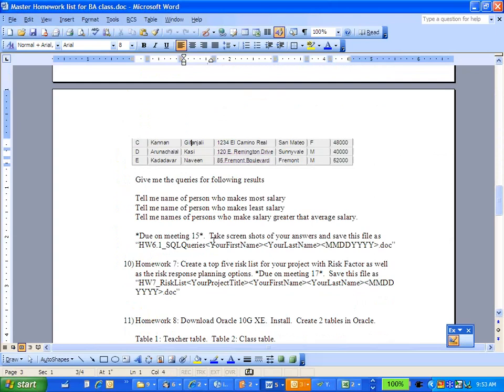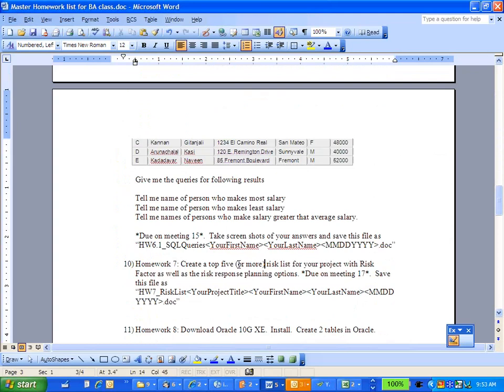Homework 7. Create a top 5 risk list or more for your project, with the risk factor as well as the risk response planning options. Due tomorrow, well, Monday.